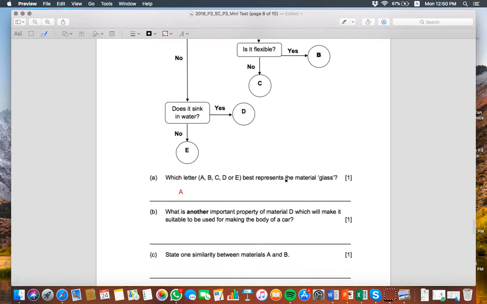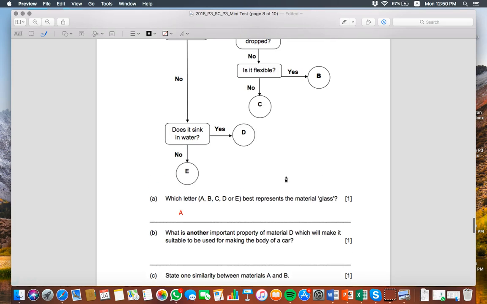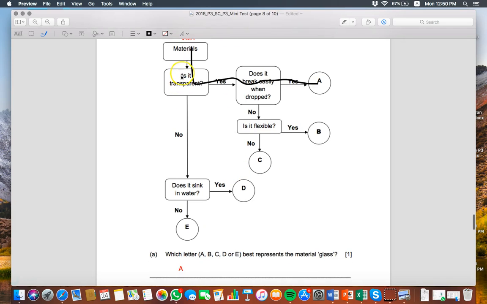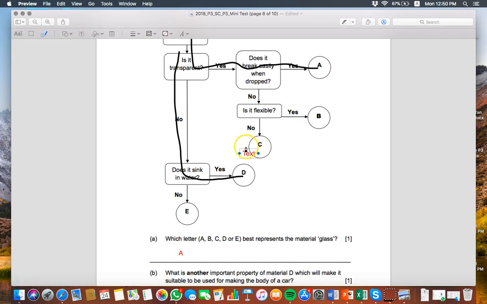Next, what is another property of material D that will make it suitable to make the body of a car? Let's look at material D. Okay, material D is here. So I want to find out the properties of material D. So D is here. I just work backwards. So, does it sink in water? Yes, D sinks in water. Is it transparent? No. Okay, so I'm going to write here. Everybody, write down. Based on the flow chart, I already have two properties of D. D sinks in water. D is not transparent.